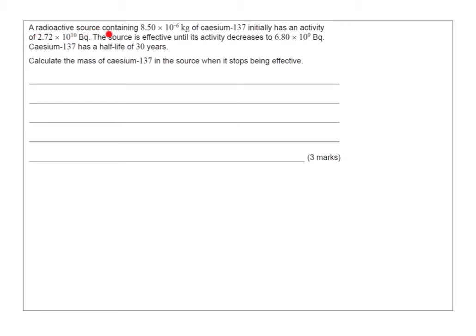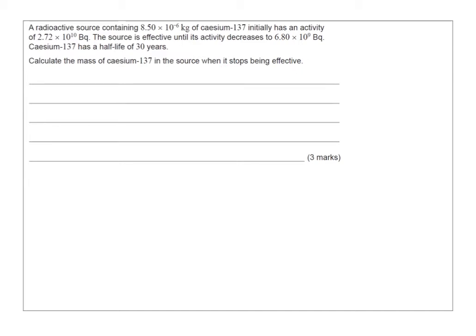A radioactive source containing 8.5 times 10 to the minus 6 kilograms of cesium-137 initially has an activity of 2.72 times 10 to the 10 becquerel. The source is effective until its activity decreases to 6.8 times 10 to the 9 becquerel. Cesium-137 has a half-life of 30 years. Calculate the mass of cesium-137 in the source when it stops being effective.